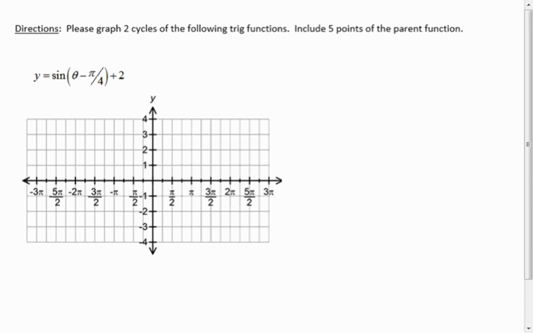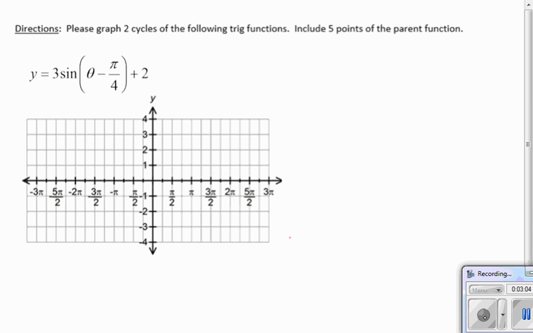Please graph 2 cycles of the following function. Include 5 points of the parent function. Sorry for the blip there, I just wanted to change the problem. So what we have here, we'll be graphing y equals 3 sine of theta minus pi quarters, plus 2. Not much different than other transformations. You'll see me make an ABHK chart.